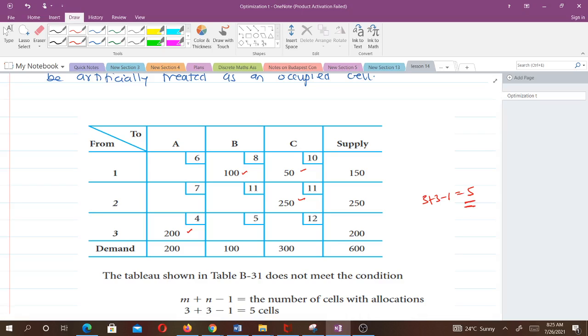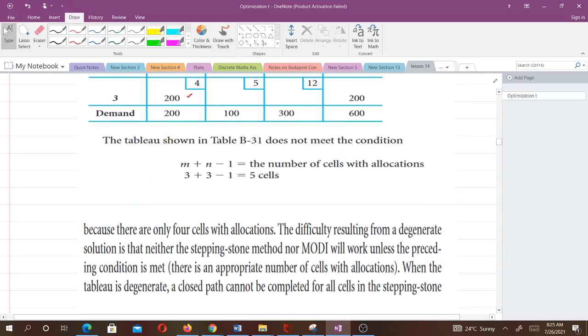Mostly when you are trying to solve this problem using the stepping stone path or the modified distribution method, it becomes very difficult to get a stepping stone path. So we artificially make an assignment to any of the empty cells, the one which is going to guarantee that we have a stepping stone path, so that we can use the stepping stone path or the modal to solve our problem. The tableau shown in this table does not meet the condition, because there are only 4 cells with allocations.